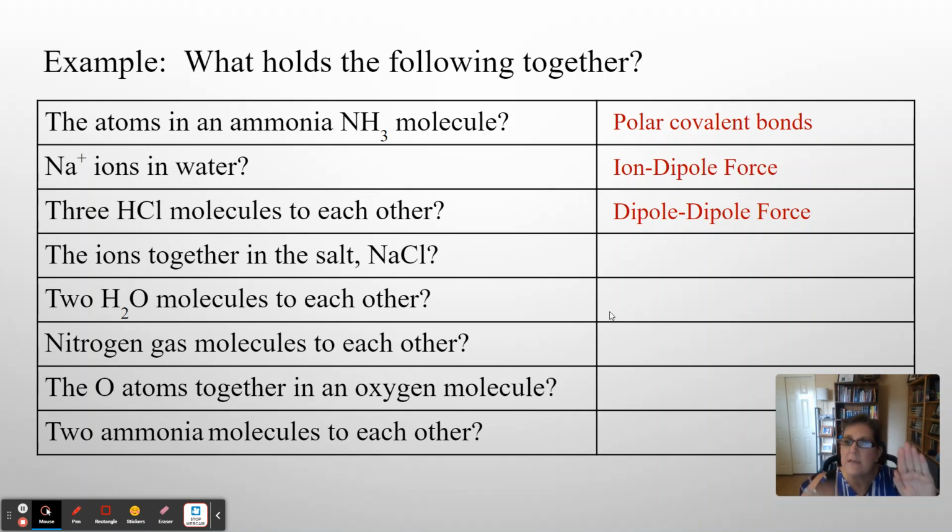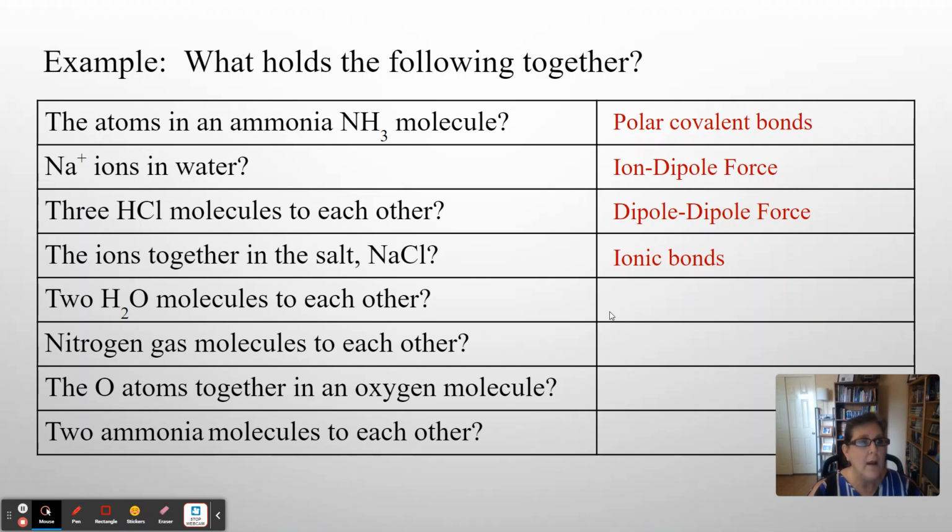What holds the ions together in salt? NaCl. So Na plus and Cl minus. Na and Cl. What holds those together? So those are charged atoms being held together. Atoms being held together is a bond. So we're looking for a bond between Na plus and Cl minus. Na is a metal. What kind of bond goes with a metal and a nonmetal? Ionic bond. Yeah, good job.